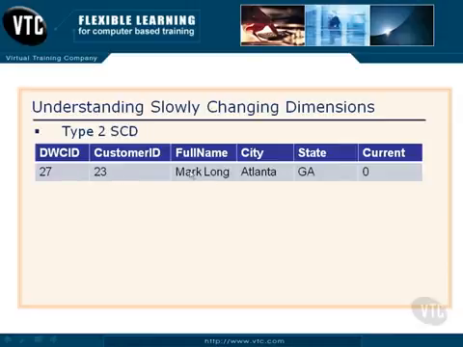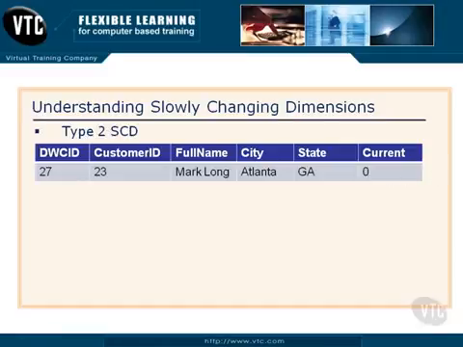Customer ID is 23, full name's Mark Long, city's Atlanta, state's Georgia, and whether or not this is the current record is going to be listed right here. Actually, this should be a 1, but I don't want to make it too complicated for you, okay? So this is what it looked like. This would have been the current record as a 1 before I moved to Pittsburgh.